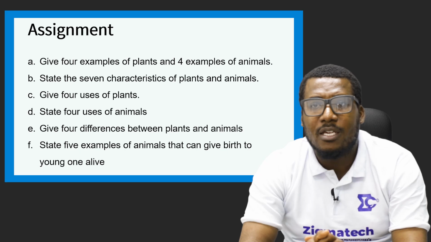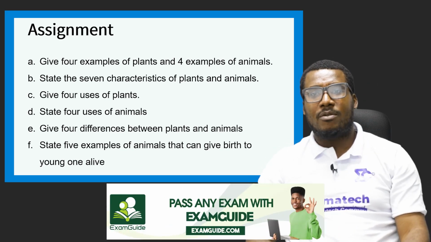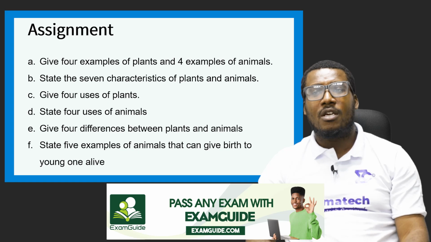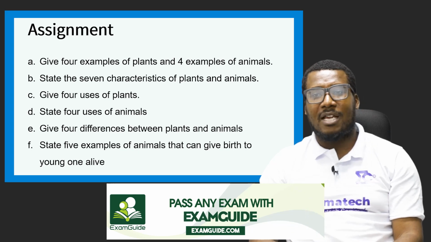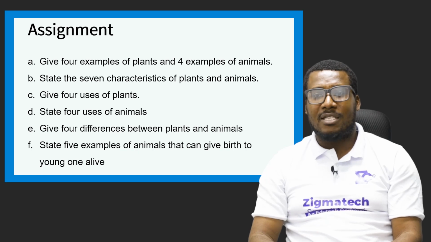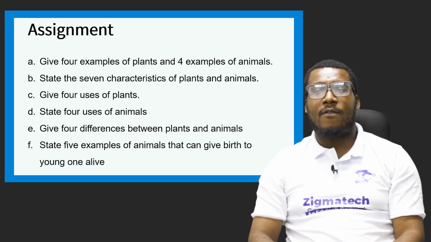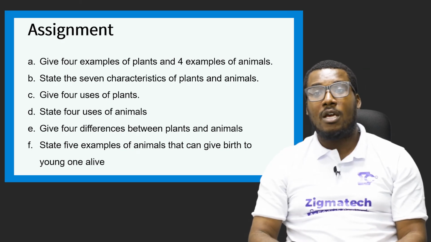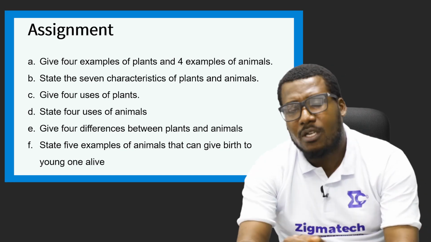Your assignment today: go home and find the following as stated on your screen and practice it, get used to it, because your questions will be based on this. Familiarize yourself with the examples of plants and animals, the characteristics of plants and animals, the uses of plants, the uses of animals, the importance and uses of plants and animals, the difference between plants and animals, and also the examples of animals that can give birth to live young ones. If you know this very well, you'll be able to deal with whatever question you face.